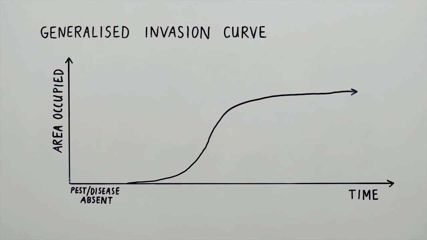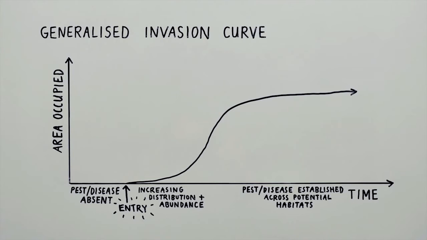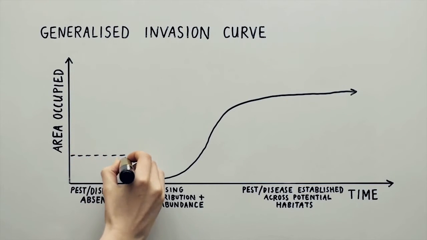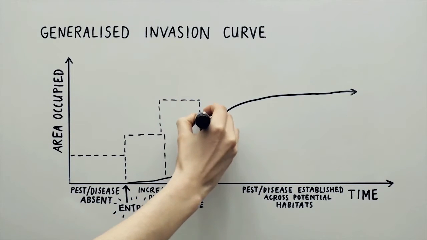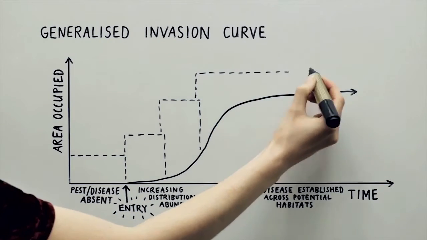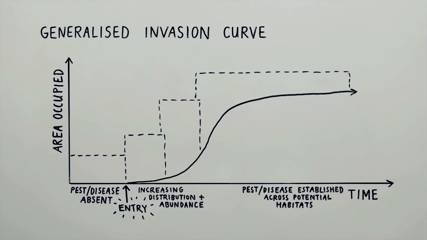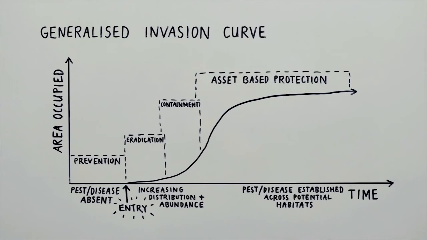If a plant or animal pest or disease was introduced into Western Australia and left unchecked, it would increase in its spread or distribution and in the number of individual organisms, its abundance, until it became established. The invasion curve also identifies the most appropriate course of action to take, depending on the distribution and abundance of the invasive species. These are categorised as prevention, eradication, containment, and asset-based protection.